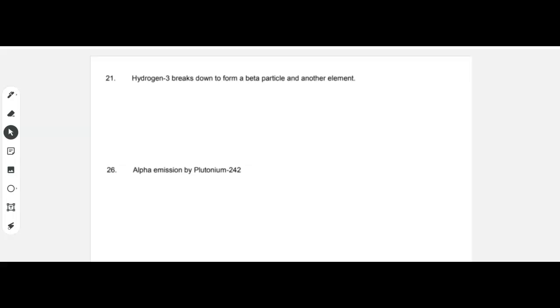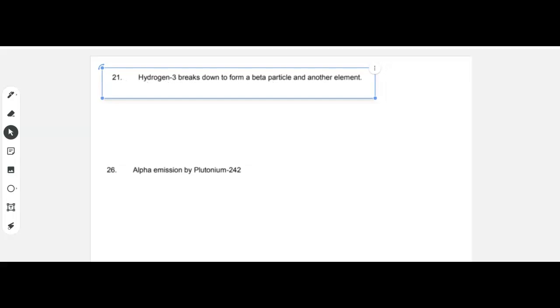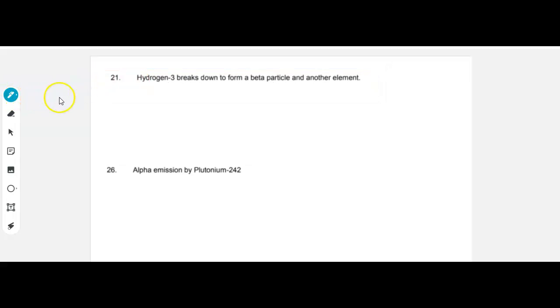So this is going to be what I start with because hydrogen 3 is breaking down. So I'm going to start by writing hydrogen 3. I use the chemical symbol for hydrogen, which is H. The 3 tells me its mass is 3, and that goes on top. And because it's hydrogen, when I look at the periodic table, I know that my element number is 1. So this is how I start.